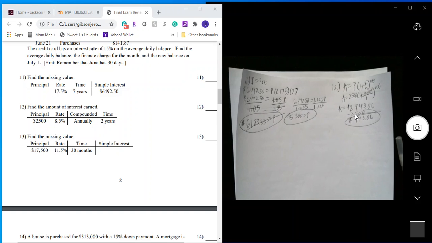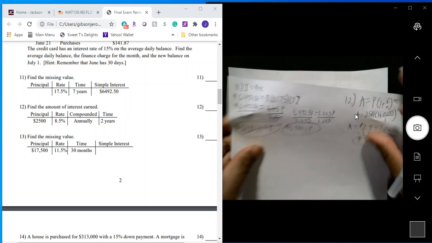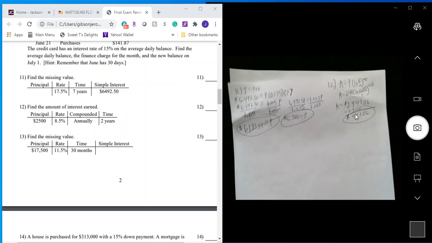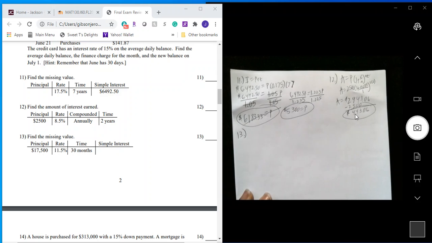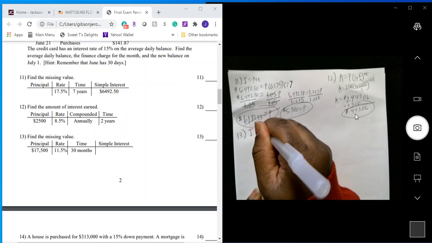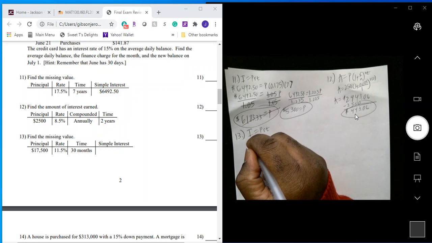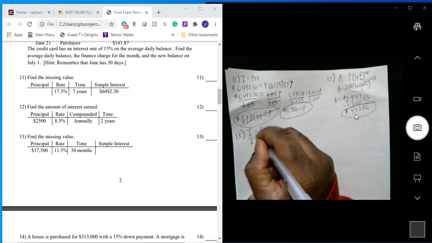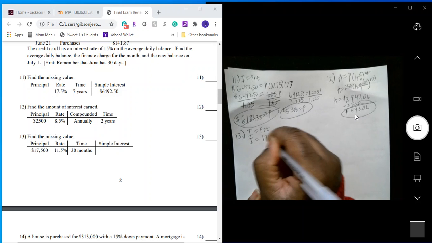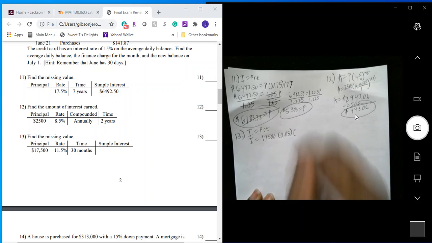All right, 13. It says find the missing value, and then we have a simple interest problem here. I don't know why this paper has folded up, but let me see if I could get it to at least lay flat. All right, 13. Simple interest. We know interest is equal to principal times rate times time. So we do not have the interest. So the principal is $17,500. The rate is 0.115. And the time, it says 30 months.